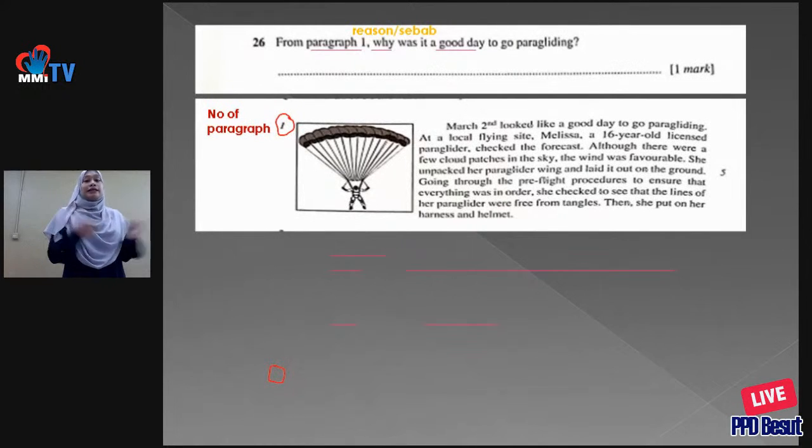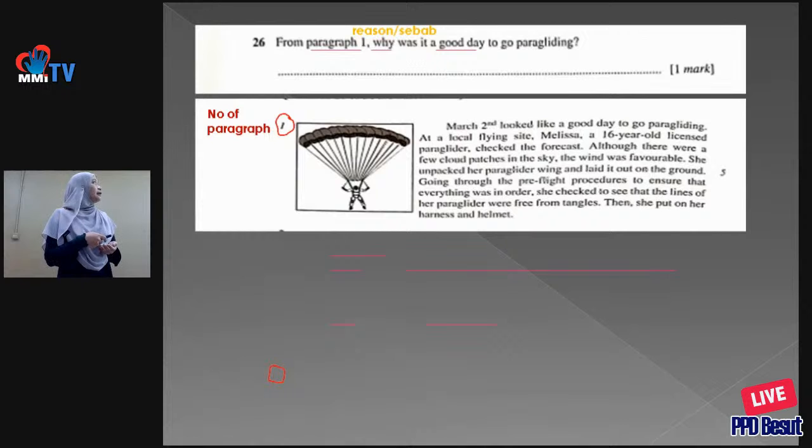It's a guessing game. Basically for the RC, the questions start with the easiest, and then it goes down towards being a bit more difficult. So basically kalau question awal-awal ni, 26, it will be easy lah. Okay, let's read the passage, the paragraph.